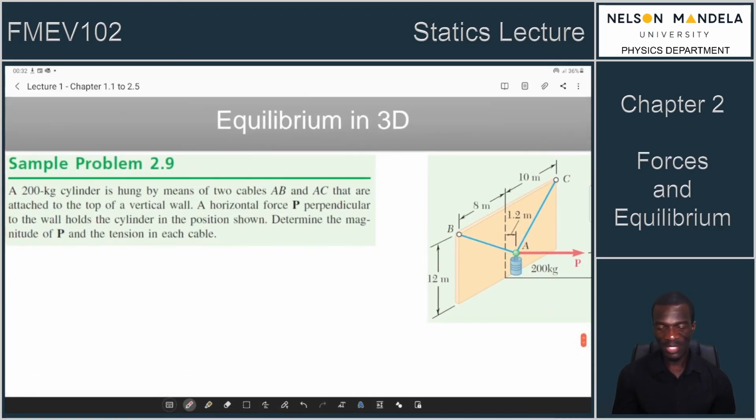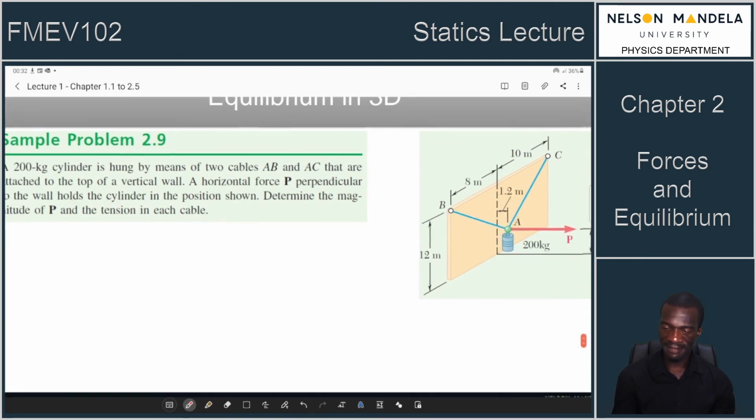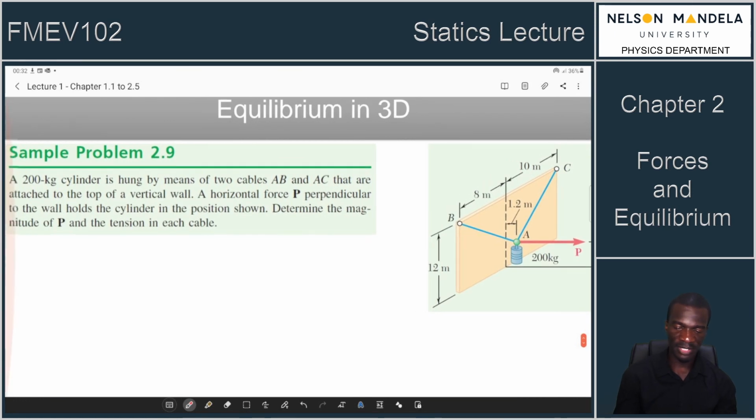So this is a cool example, 2.9, which simply says a 200 kilogram cylinder is hung by means of two cables, AB and AC, that are attached at the top of a vertical wall. A horizontal force P perpendicular to the wall holds the cylinder in the position shown. Determine the magnitude of P and the tension in each cable. So you already have this example here. You want to find the magnitude of what? Of P and the tension in the cable.